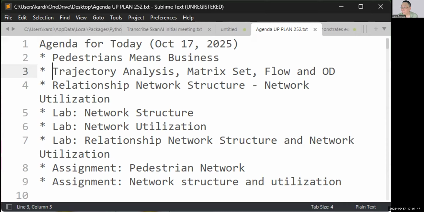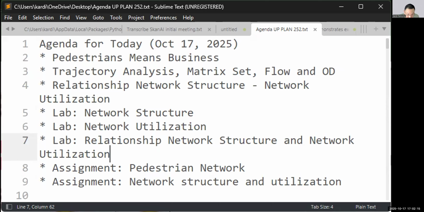I have developed three labs, which are in Moodle, the links. And then at the end, you will have two assignments. One is for the pedestrian network, and the second one is for network structure and utilization. Is this okay with you? Okay, good.